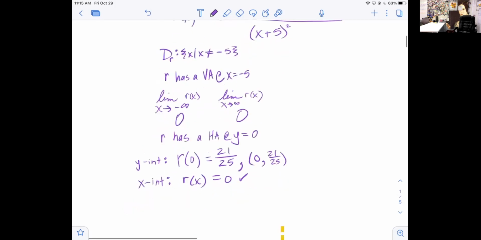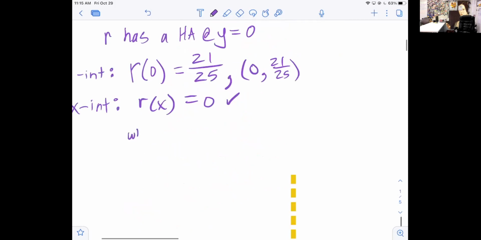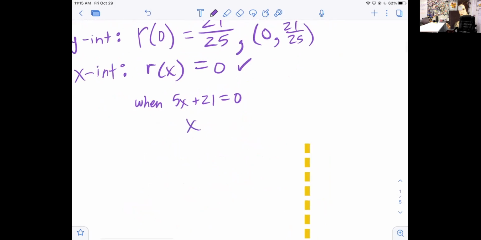So here's what we do. We say R of x equals 0 when 5x + 21 equals 0. It's a consequence of that theorem. The fraction is equal to 0 when the numerator is 0. Okay, now we have a linear equation that we can solve. Take as many steps as you need. I get x equals negative 21/5. Another fantastic number. All right.